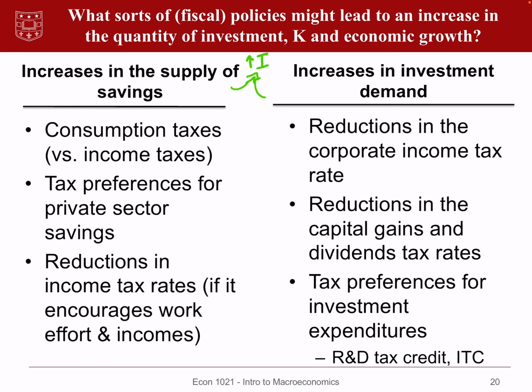On the demand side, what kinds of things might we think about? We might think about reductions in the corporate income tax rate. That was one of the things we talked about as being a shifter of the investment relationship. We might think about reductions in capital gains taxes or dividend tax rates, so allowing firms to have higher after-tax profits. Or we might think about subsidies or other kinds of tax preferences for firms that would encourage investment, like an R&D tax credit or investment tax credits generally. So an ITC is an investment tax credit.